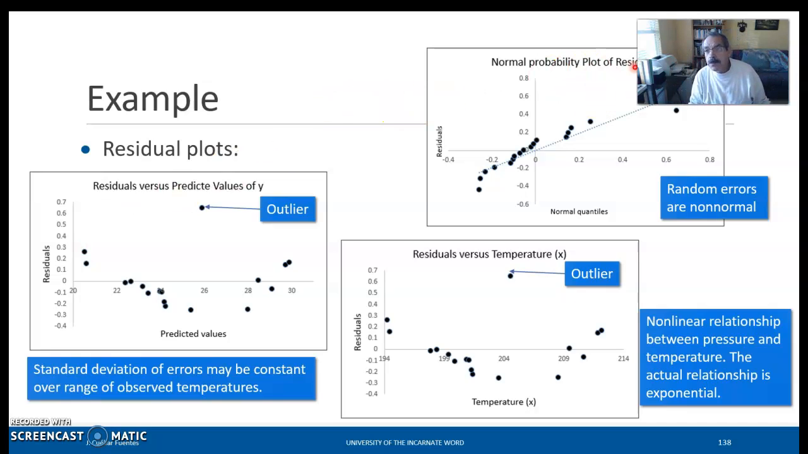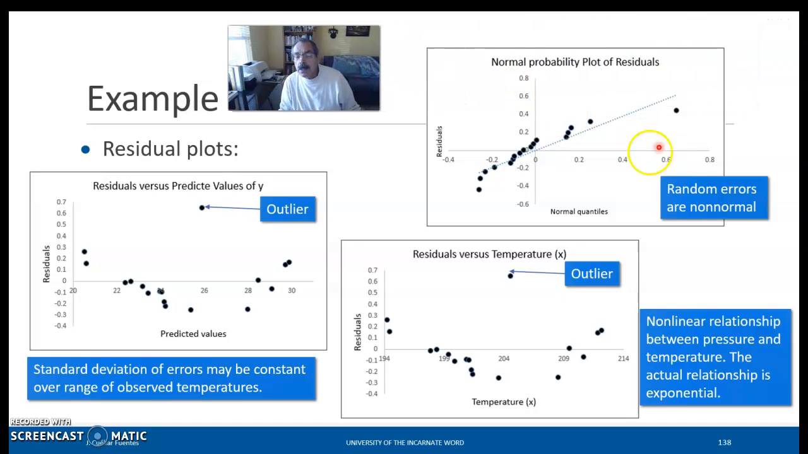Now, when we look at the normal probability plot, then we see a problem. Here, these residuals are not following a normal distribution. So the residuals are not normal. So we're violating the assumption of normality. What's the problem with that? Well, the use of the t-distribution falls apart because we were assuming that the residuals were normal. So our inferences are not valid.